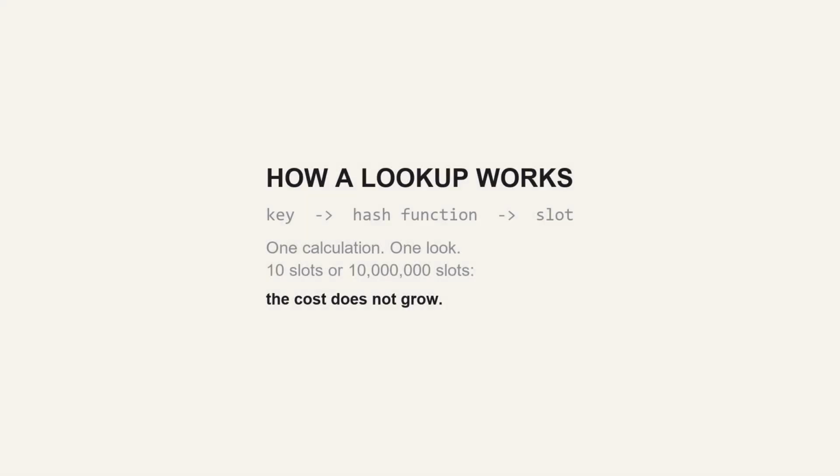And it does not search. When you hand it a key, it runs that key through a hash function, a small calculation that turns the key into a number, and that number tells it which slot to look in. 1 calculation, 1 look. The wall can hold 10 slots or 10 million, and the work of finding 1 is the same. That is the property worth remembering. The cost does not grow with the size of the collection.